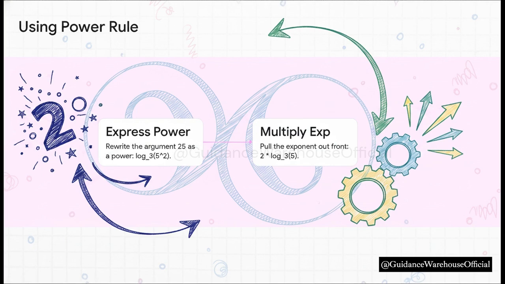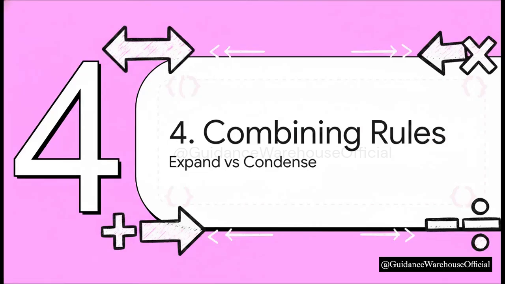What if we have log base 3 of 25? Well, there's no exponent written there, right? But we can fix that. Step 1, rewrite 25 as 5 squared. Now we have our exponent. Step 2, grab that 2, pull it out front using the power rule, and multiply it. We get 2 times log base 3 of 5. Easy. So the really important point here is that these mathematical rules are a two-way street.